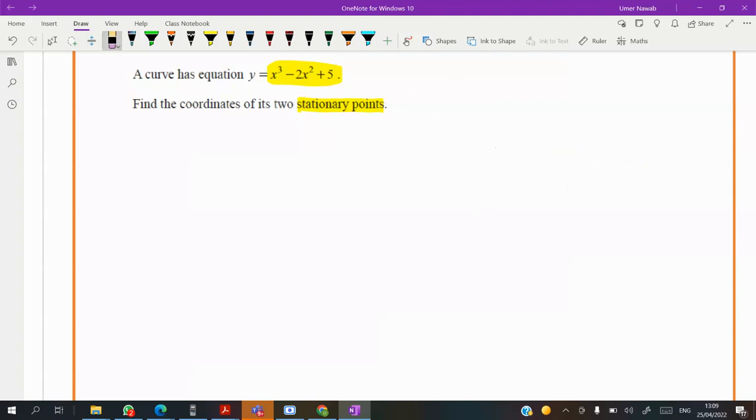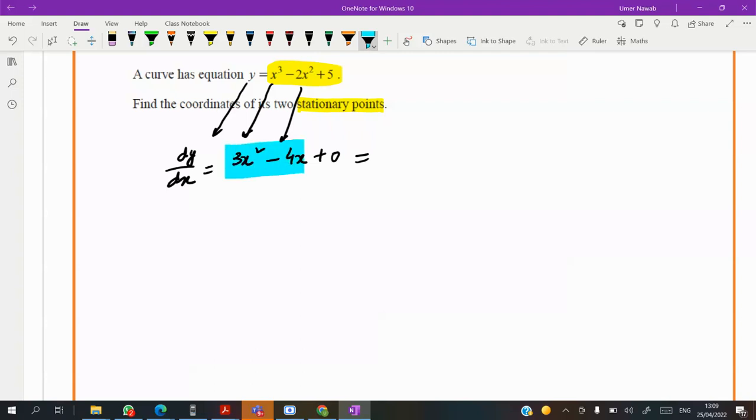So first, we will try to find the dy by dx. So y becomes dy by dx. x cubed becomes 3x squared. Minus 2x squared becomes minus 4x. And you all know the differentiation of 5 is 0 because it's a constant. As it is a stationary point, we need to put the full derivative equal to 0. Now solve it for x.